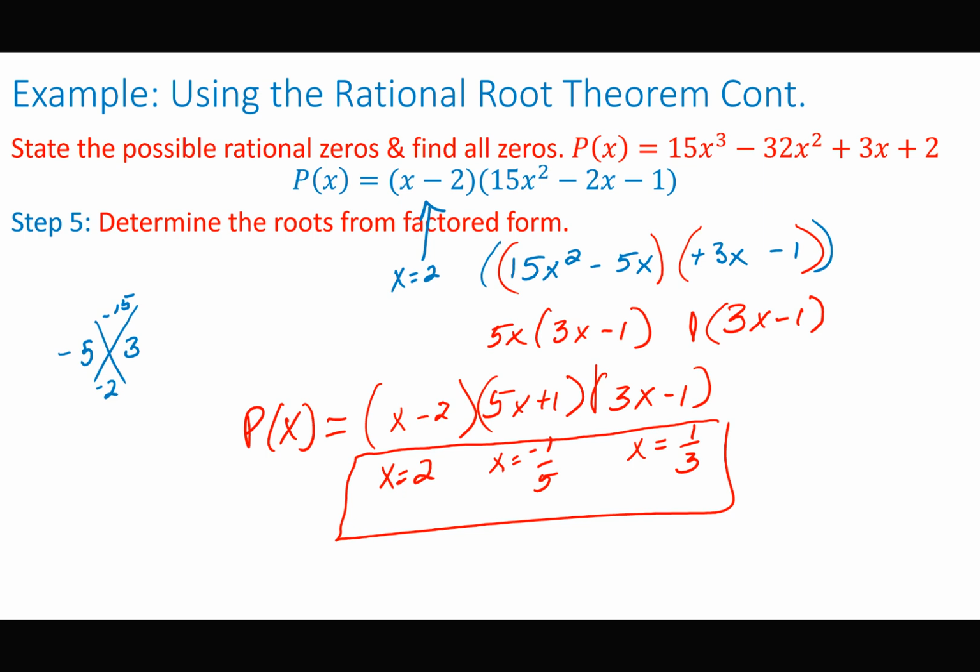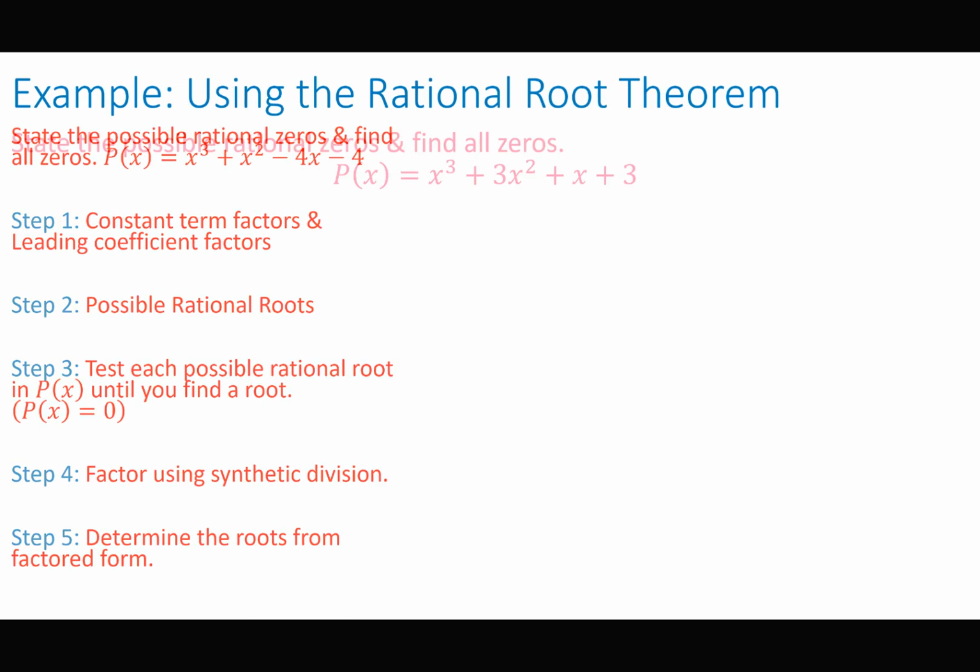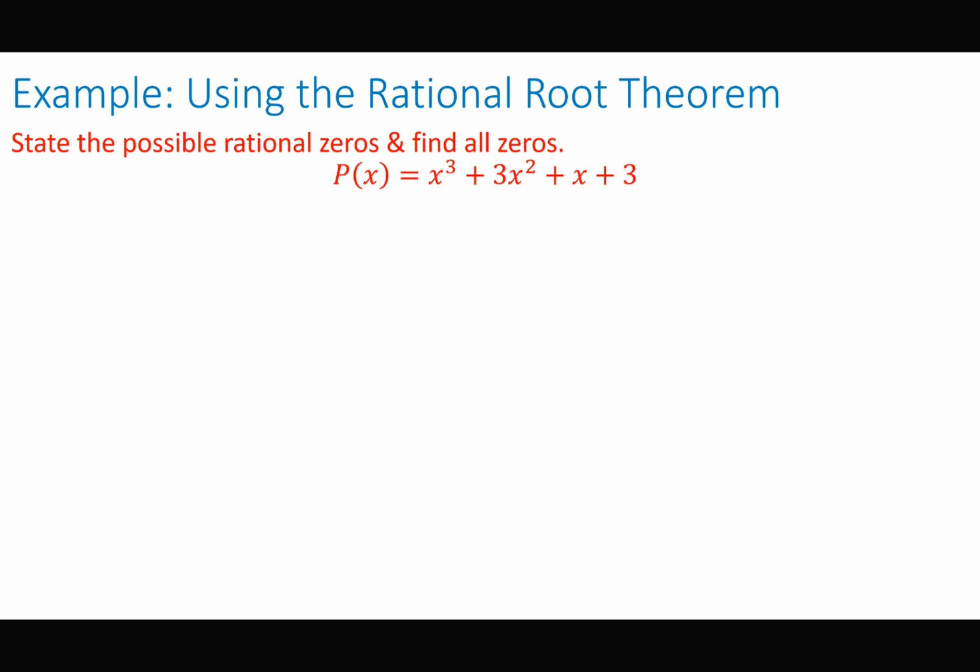Okay, let's do one real quick, let's do this one. So we'll be faster on this one. Okay, so state all possible rational zeros and find all of the zeros. So this one I want to be specific on. We can kind of combine a few steps together. I don't need to individually list out my constant and leading coefficient factors. I'm just going to do that right away. So this is really step 2.